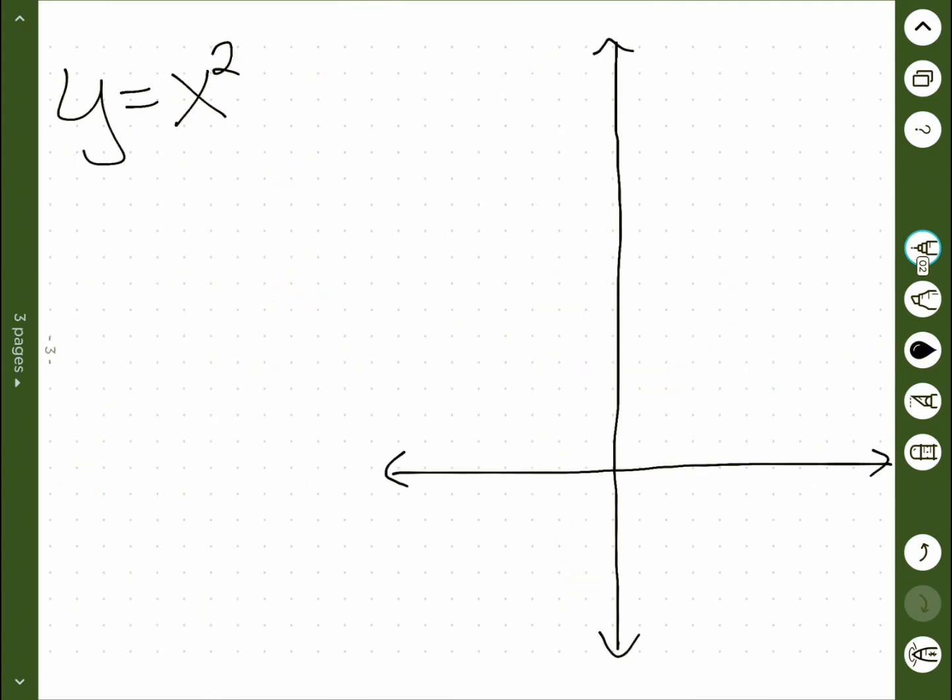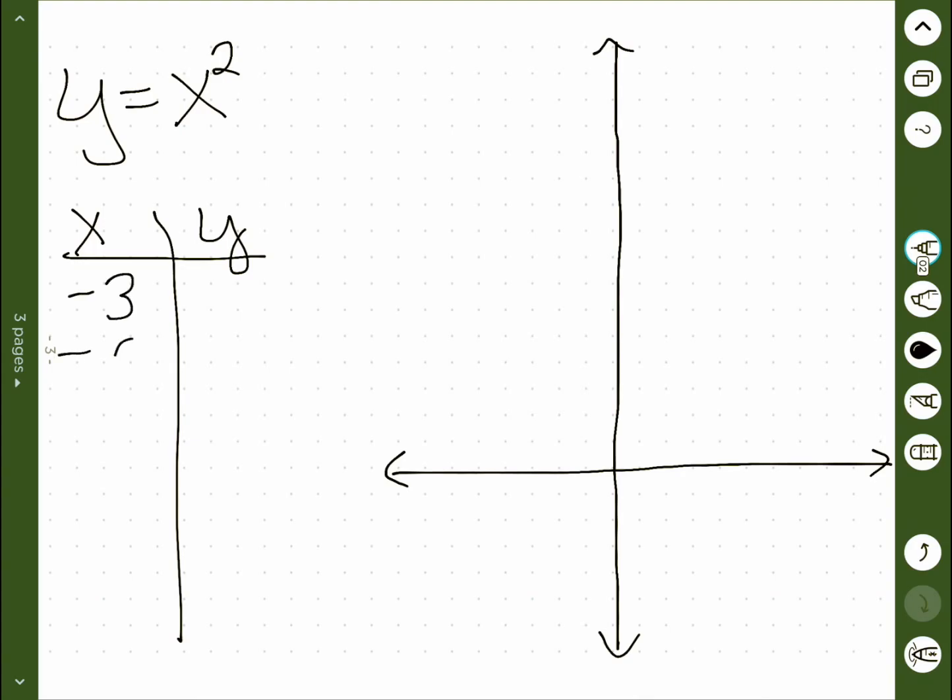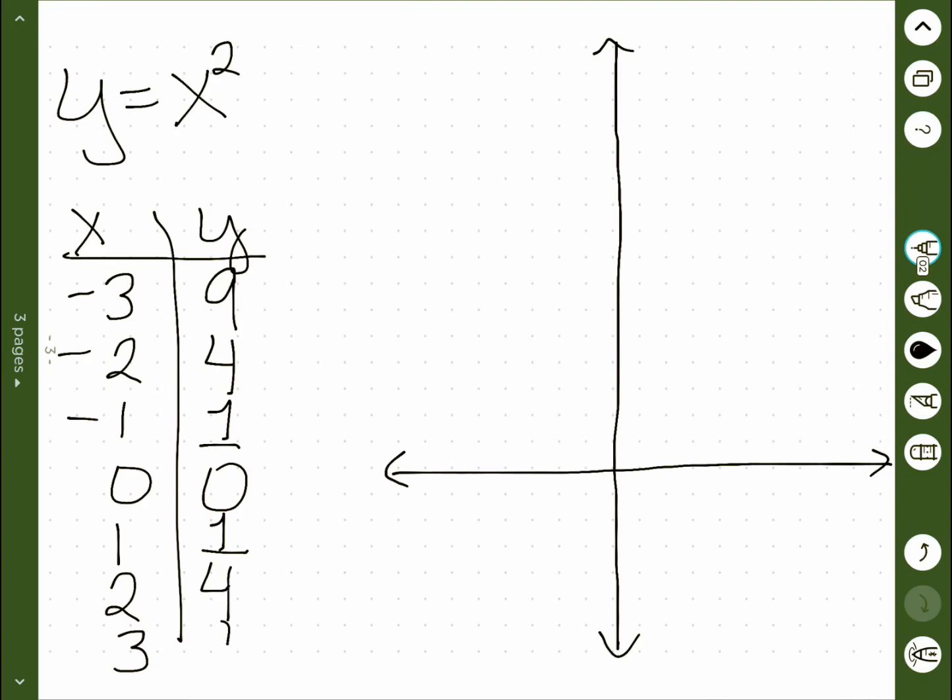I'm now going to look at actually graphing an equation, y equal to x squared. One of the easy ways to do this is to just make a table and pick some numbers for x. It helps to pick both positive and negative numbers. And then we're going to have to figure out what y is. And we know that y is x squared. So -3 squared is 9. -2 squared is 4. -1 squared is 1. 0 squared, 1 squared, 2 squared, and 3 squared. And now we have a set of ordered pairs that we can graph.